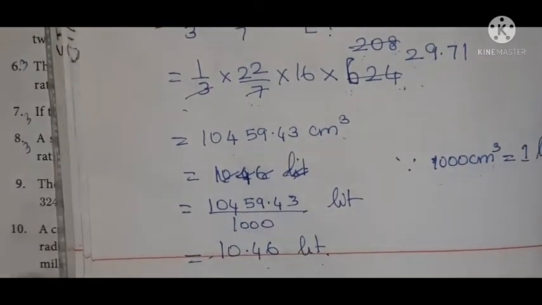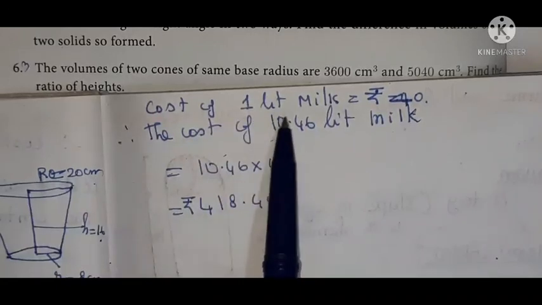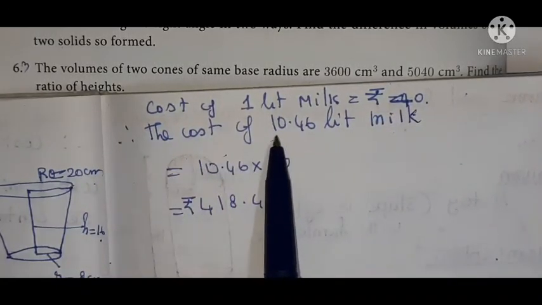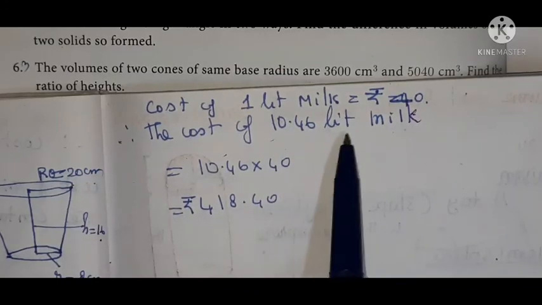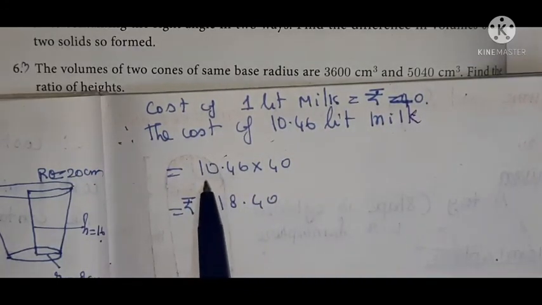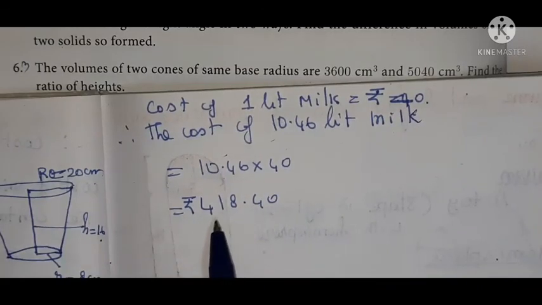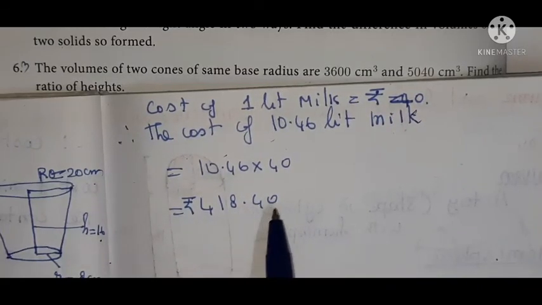10.46 liter. Cost of 1 liter milk is ₹40. Therefore, the cost of 10.46 liter milk, 10.46 into 40, we get ₹418.40.